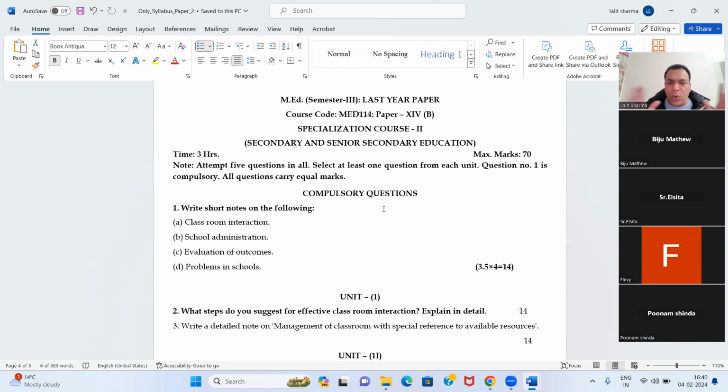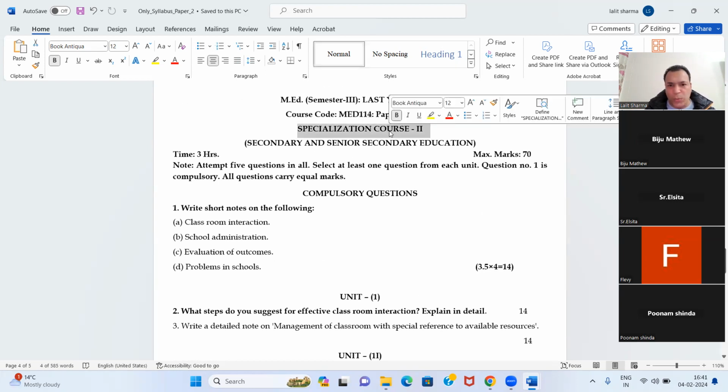We have given you the notes, each and everything, beforehand, 4-5 months before. And we have already discussed all the papers. So today we are discussing our second paper. These are the last year papers of paper 2, specialization course 2.